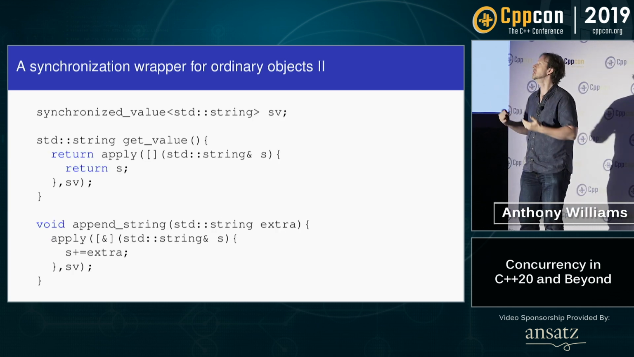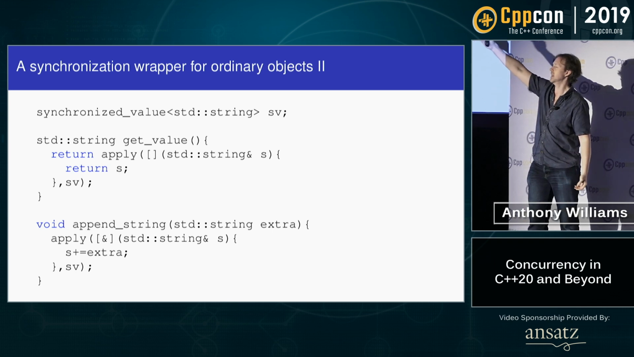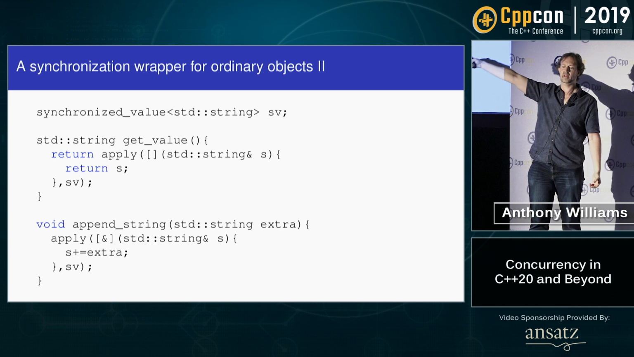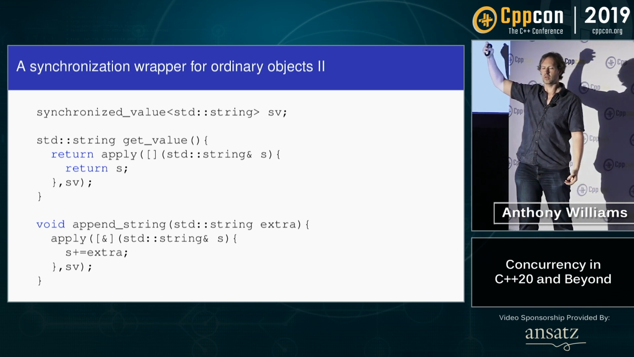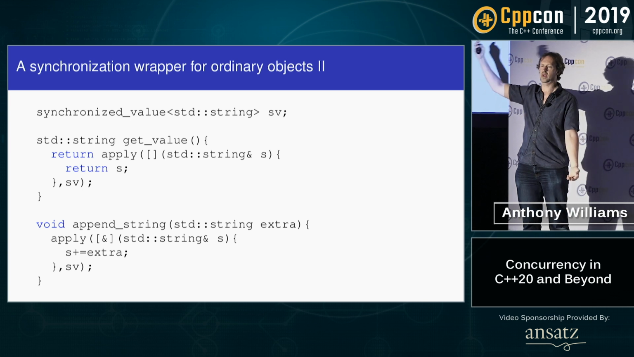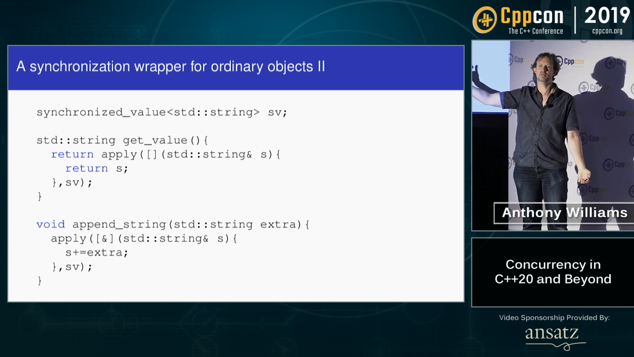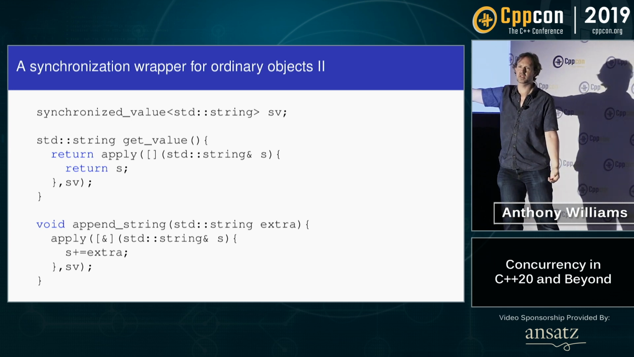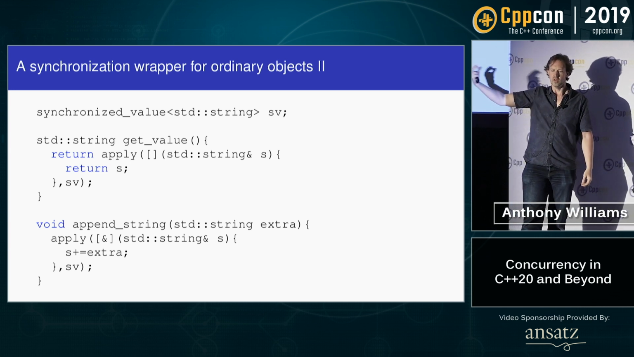So in code, if you have a synchronized value of a string and you want to get the value, then you apply a little lambda to your string, which returns the value. Your little lambda takes an unprotected reference to the stored value, and you pass it to apply along with the synchronized value object. And then you can do that.